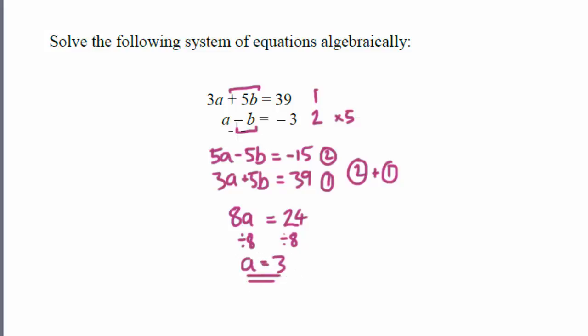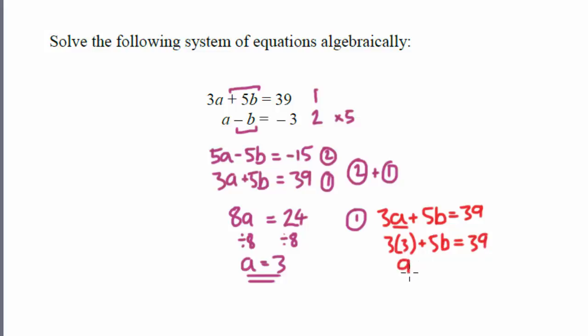Now a equals 3 will be the same for both equations. So we now need to work out, well, what's b? We can take one of the other equations, so I'm going to have a wee look at equation 1. If I get equation 1, I might change my pen colour, and that is 3a plus 5b equals 39. Now we already know what a is, and that's 3. Okay, so it's 3 times 3 plus 5b equals 39.